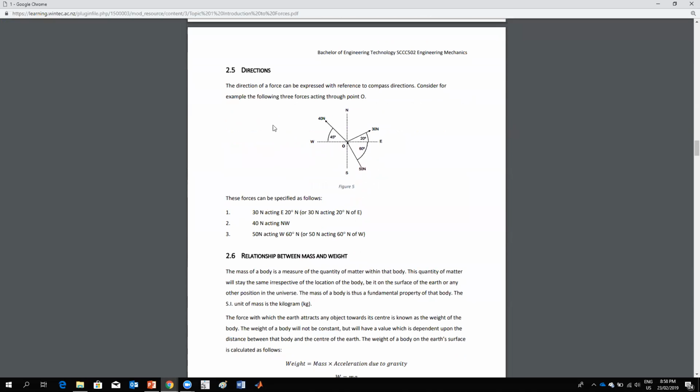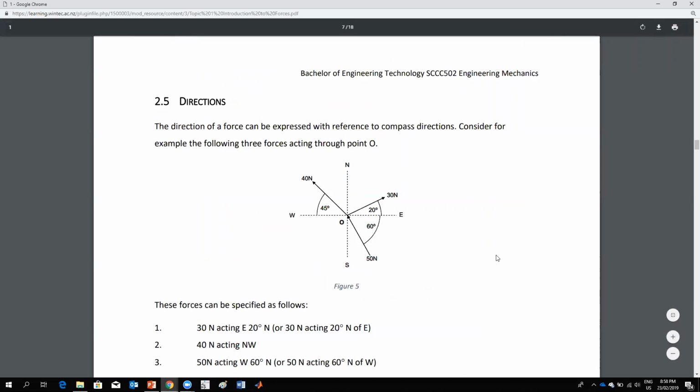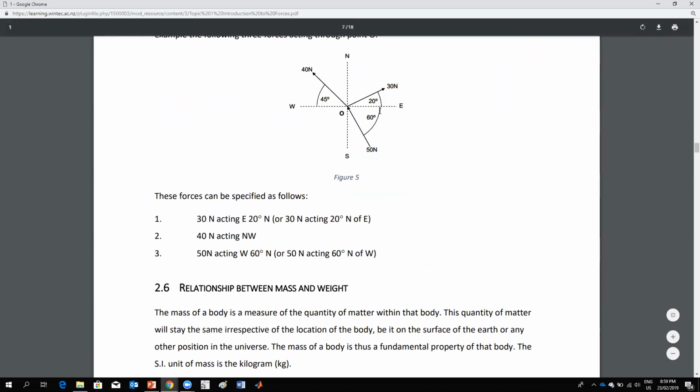We learned how to read information, or how we can describe the force. For example, if we have this force of 30 newtons at 20 degrees, east and north, we call it 30 newtons acting east 20 degrees north, or 30 newtons acting 20 degrees north of east. When you have 45 degrees, we don't say west or north for this example, so 40 newtons acting northwest.